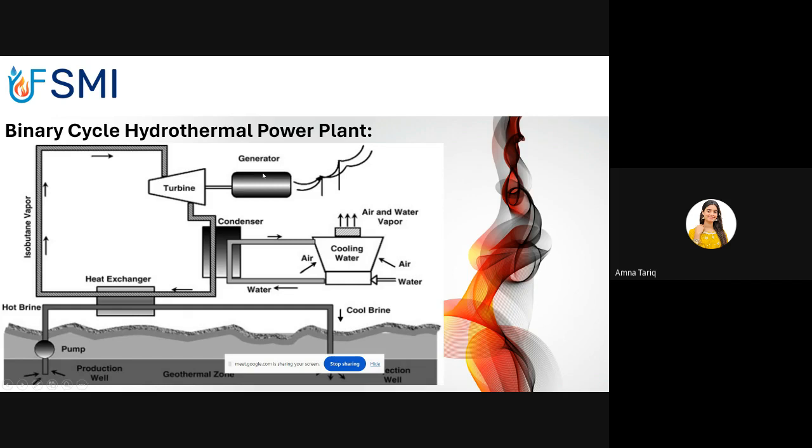The generator converts the mechanical energy into electrical energy, and it is also attached to the condenser. The condenser condenses the isobutane vapor back into the liquid state so it can be recycled. This is a cycle process. Last is the cooling tower, where water cools down the condenser and is sprayed back down. So with the help of this diagram, we understand the binary cycle hydrothermal power plant.